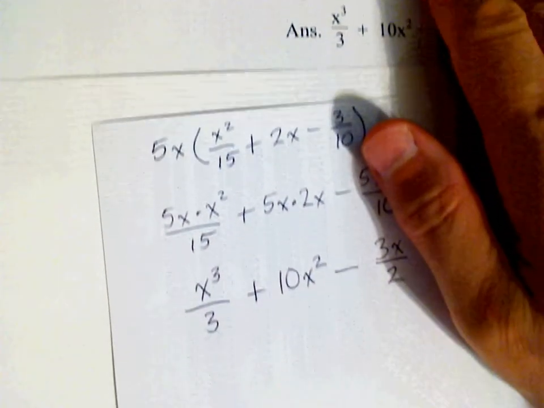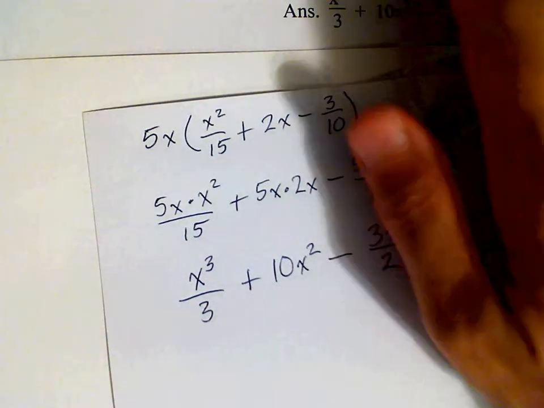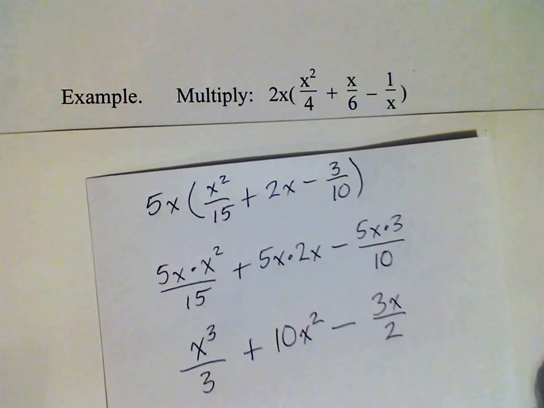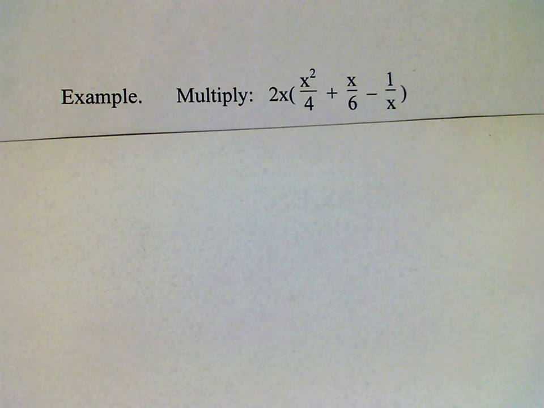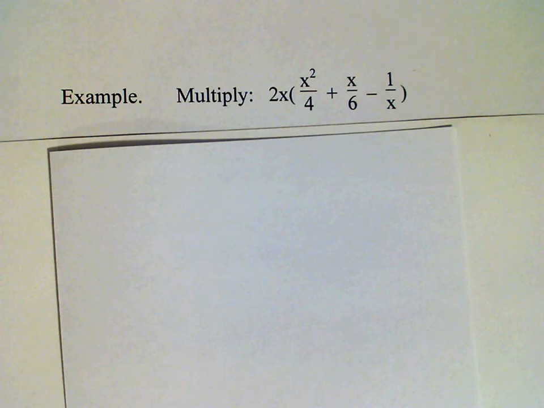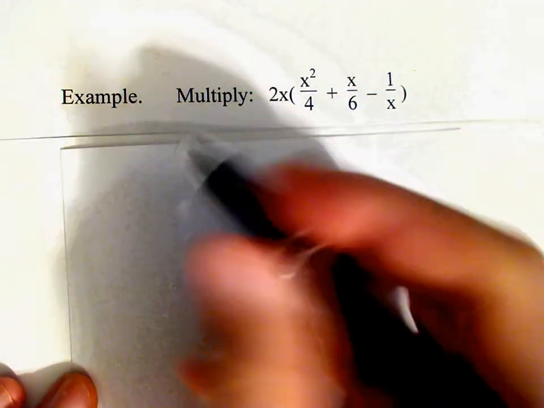Let's do one more example of that. Okay, now we have to multiply 2x times x squared over 4 plus x over 6 minus 1 over x.